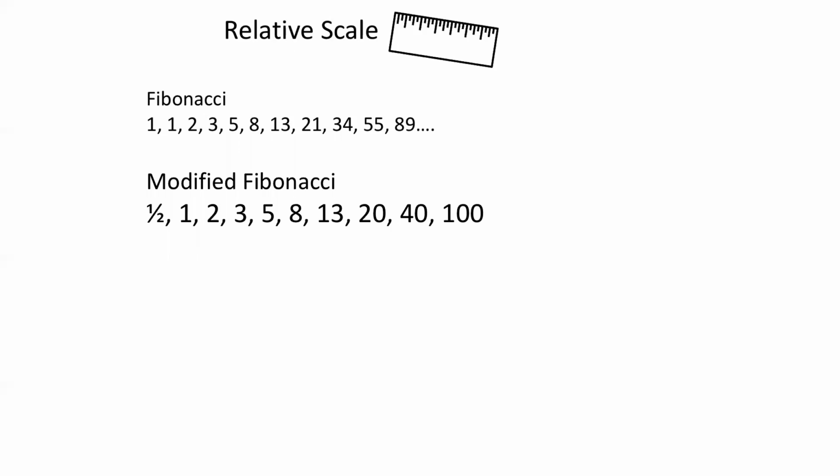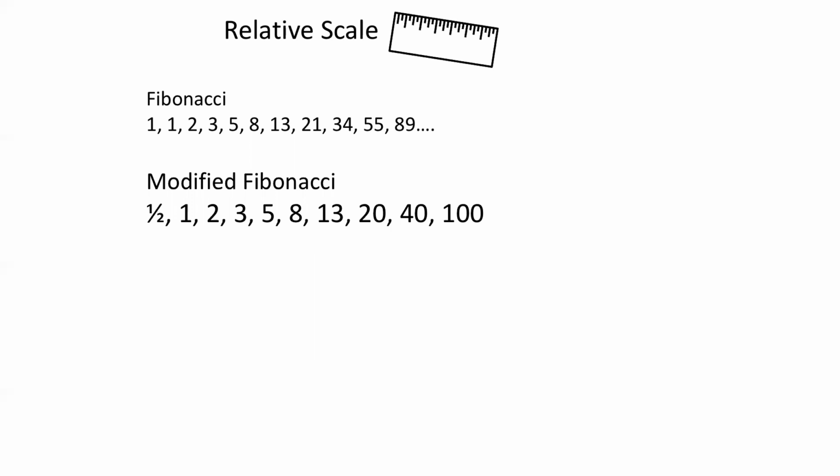So let's look at the relative scale. Most of us are familiar with the Fibonacci series that goes as 1, 1, 2, 3, 5, 8, 13, and so on. The next number in the series is the sum of the previous two. That's the whole Fibonacci series. In Agile, we use a modified version of this Fibonacci series that goes as half, 1, 2, 3, 5, 8, 13. And after that, it starts rounding to 20, 40, and 100. This is the modified version of Fibonacci that we use.